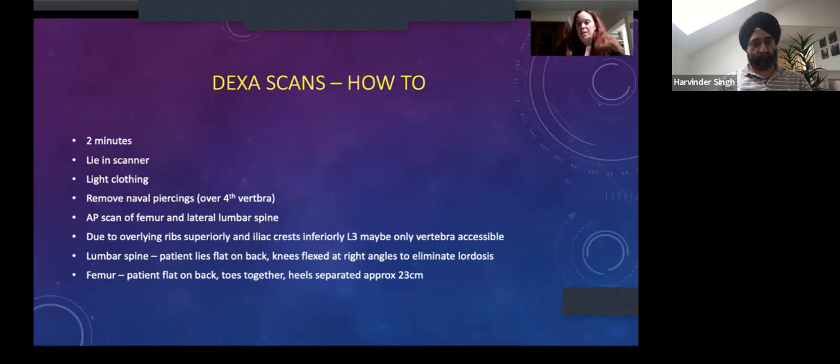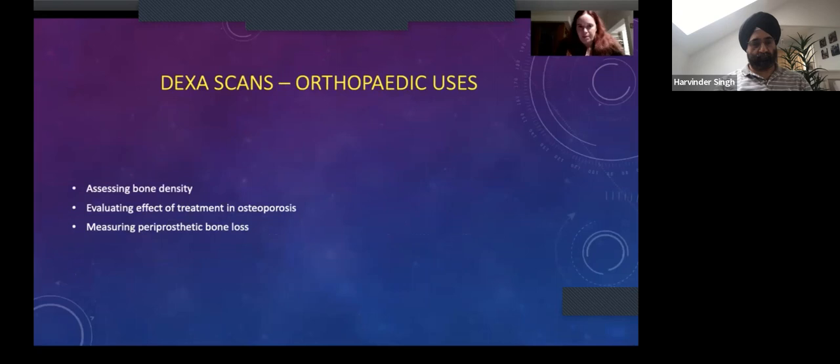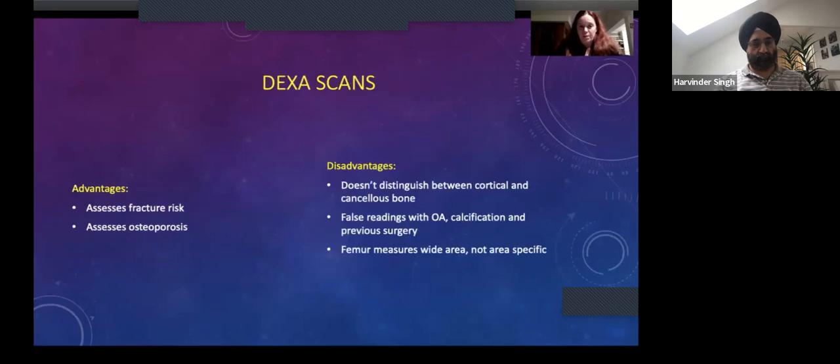separated approximately 23 centimeters. DEXA scans are used to assess bone density mainly, but can be used in assessing the effects of treatment in osteoporosis and measuring periprosthetic bone loss. They have the advantages of trying to assess a patient's fracture risk and their osteoporosis to allow treatment.